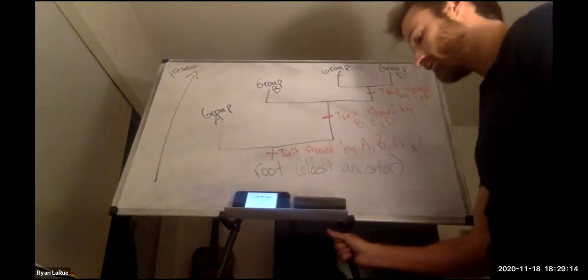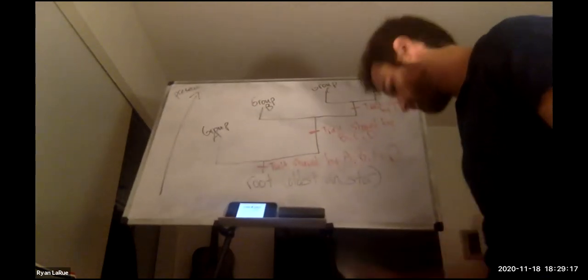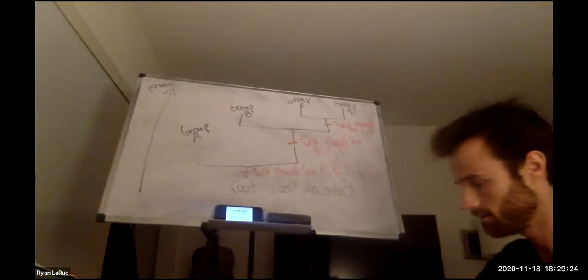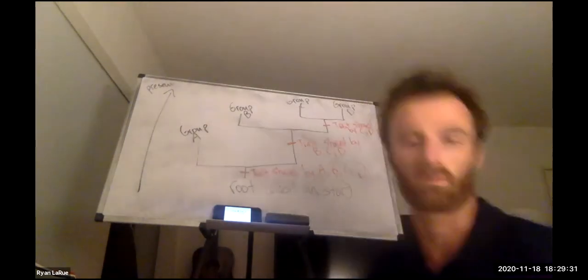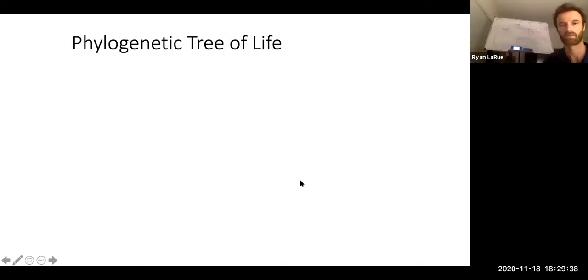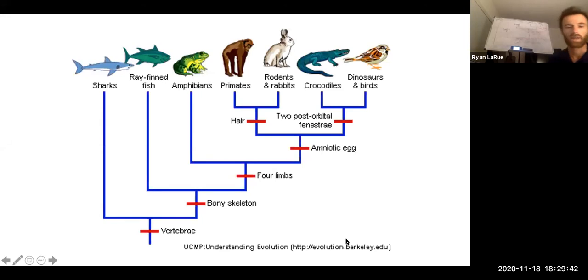So let's take a look at an example of one of these trees with this sort of pattern of how we arrange them. Okay. So this is an evolutionary phylogenetic tree. It's actually detailing out vertebrate evolution following invertebrate evolution.